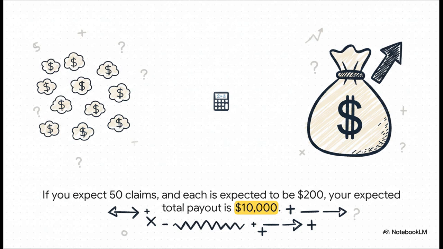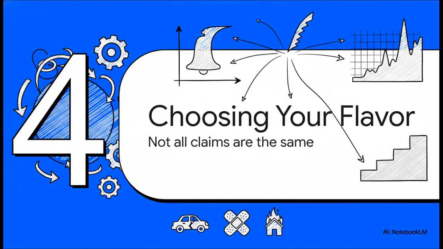Okay, let's make this real. Let's say you look at your past data, and it tells you to expect about 50 claims next year. And on average, each claim costs you around $200. Well, your best guess for your total payout is, you guessed it, 50 times 200, that's $10,000. But, of course, the real world is a lot messier than that, right? So you have to think of this less as one single rigid formula and more like a flexible framework. It's like a toolkit, and you can plug in different statistical models, different distributions to describe how the claims are showing up, depending on what kind of risk you're looking at.